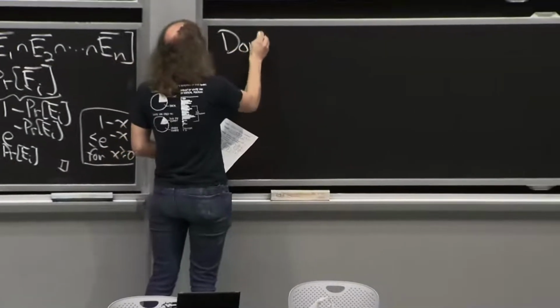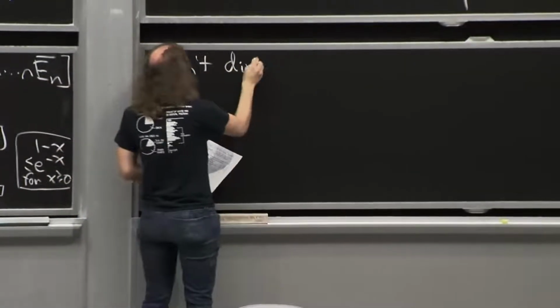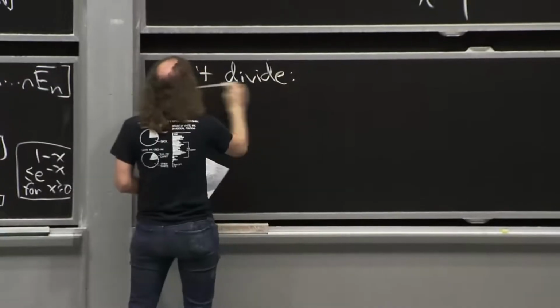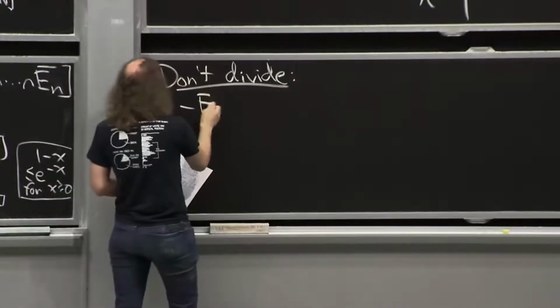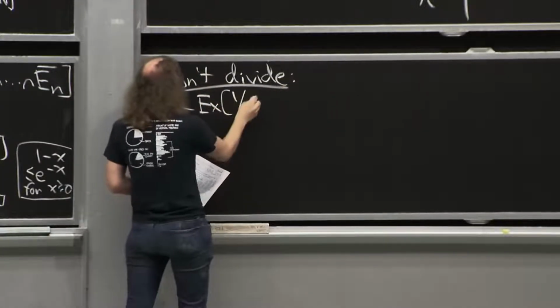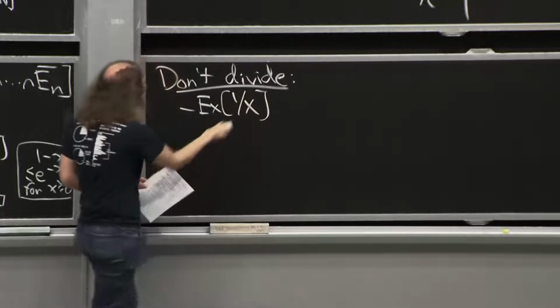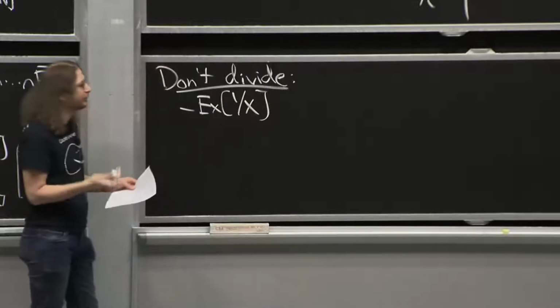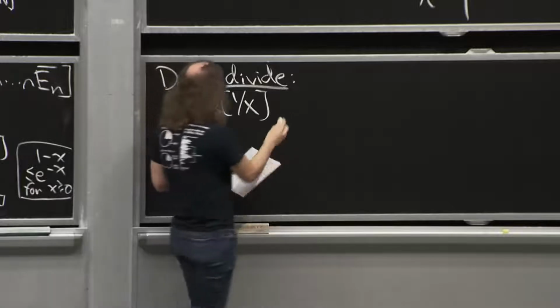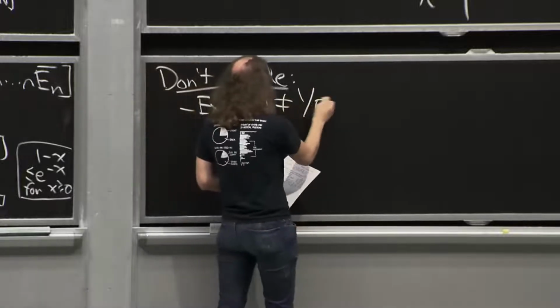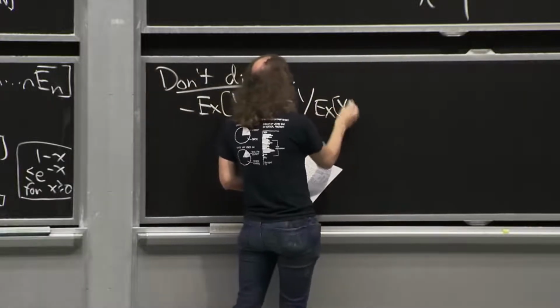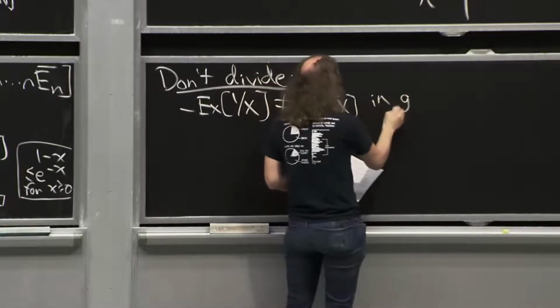Don't divide. One reason is that the expectation of 1 over x is sort of, if we could do this, we could multiply it with something and end up dividing. It does not equal 1 over the expectation of x in general, or probably usually.